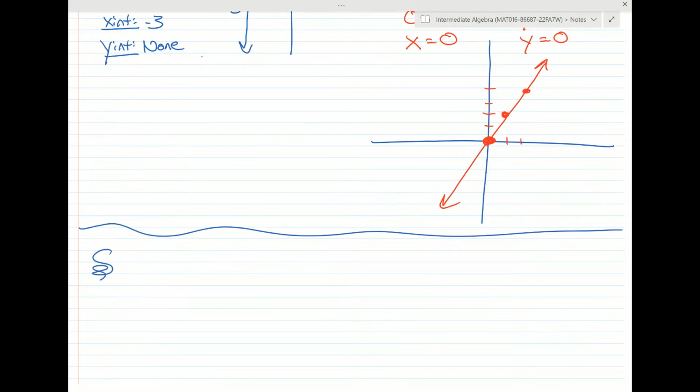This is section 10.4. Section 10.4, we're going to focus on slope. In our last section, we focused on intercepts.